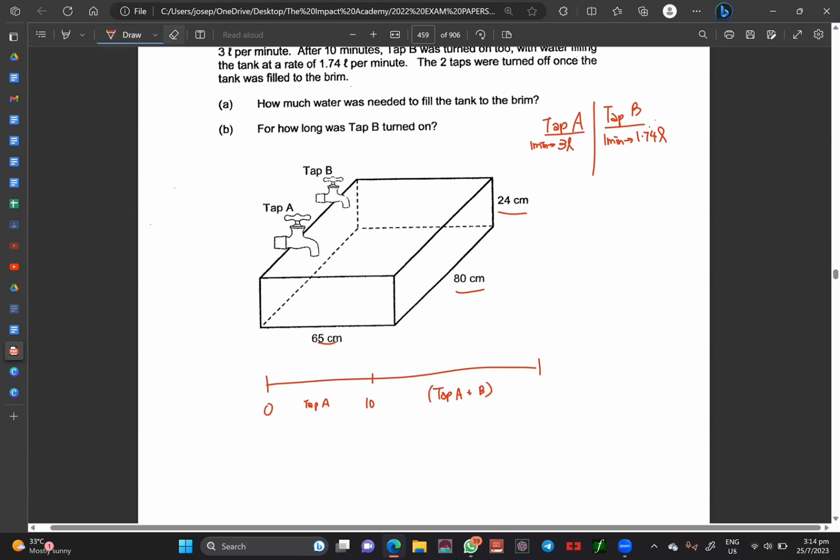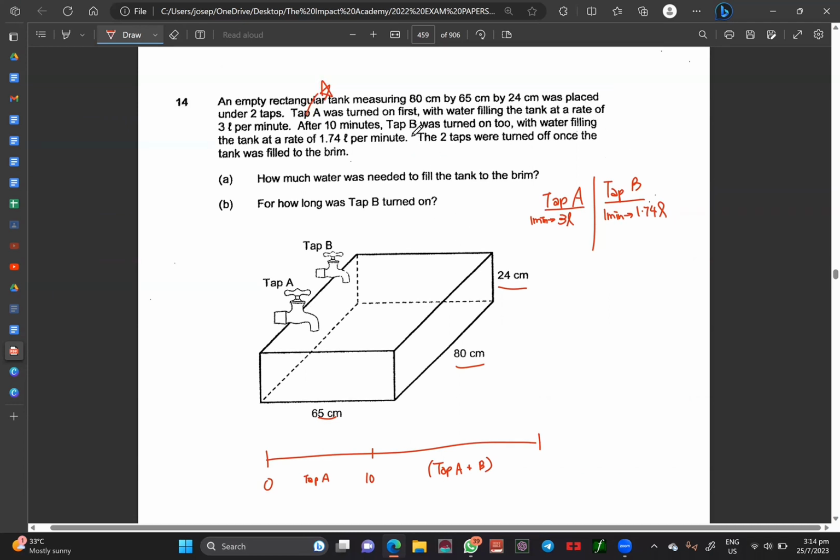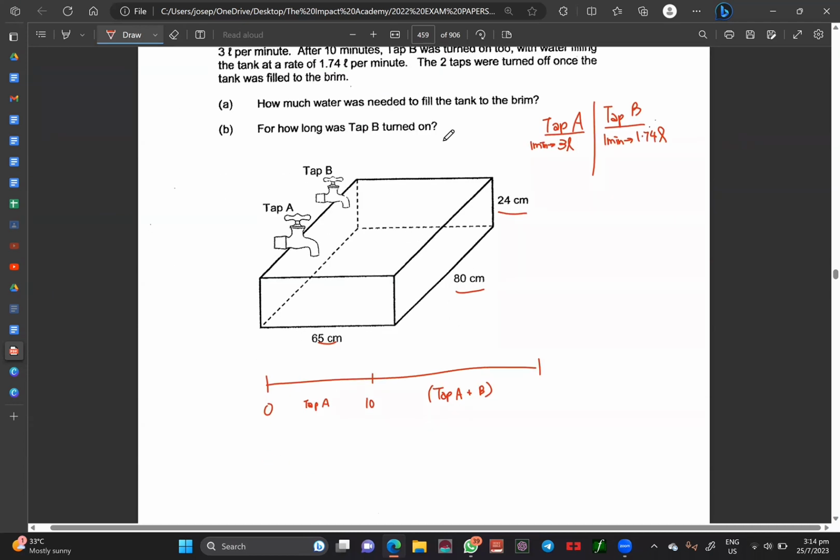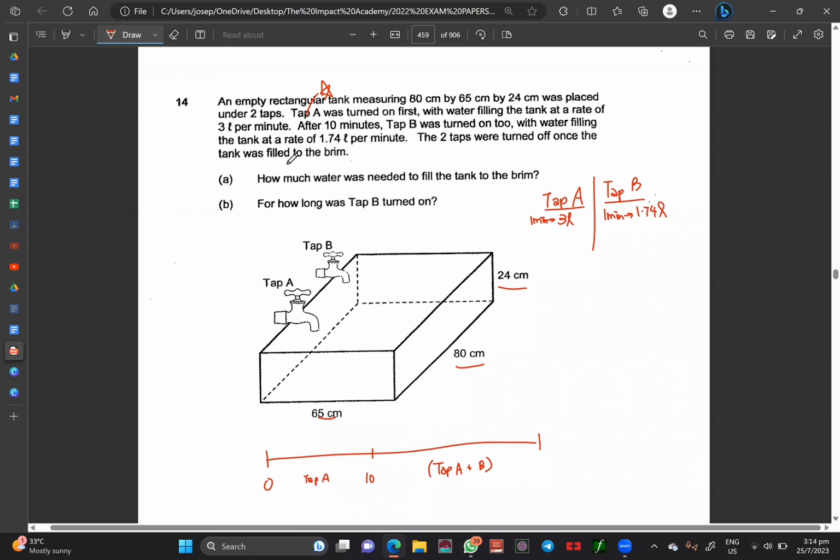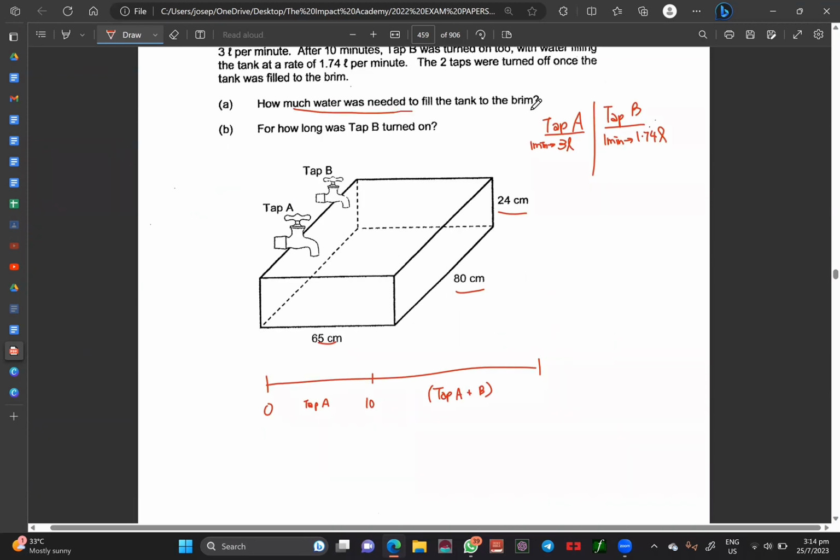Now, what you want to do first is, of course, you ask yourself. So then the 2 taps were turned off once the tank was filled to the brim. Now the question wants us to find how much water was needed to fill the tank to the brim. The first thing I want to do is definitely to find the volume of the tank, or in fact, I would prefer if I use the word capacity of the tank. Capacity means what can the tank hold. So capacity of the tank, therefore we do 65 times 80 times 24.